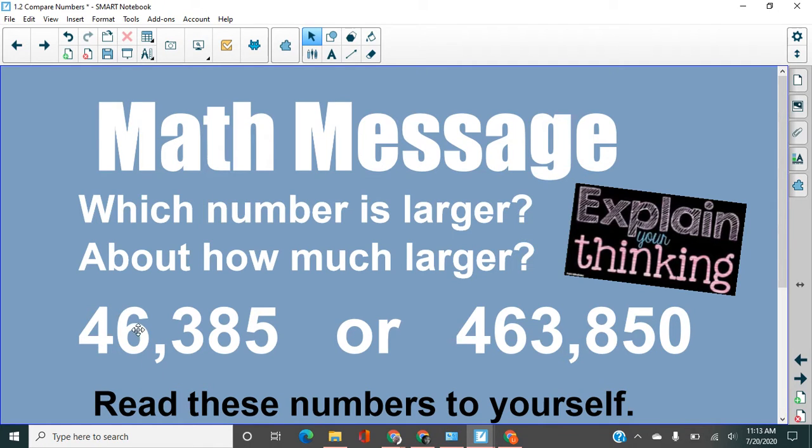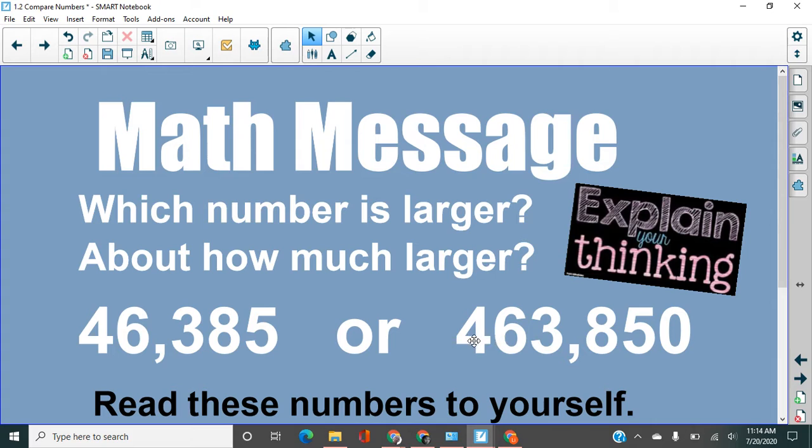What we're going to do is group this chunk together, right? We're going to use this comma as a dividing line. So we're going to say 46. Now, when we get to this comma, that's our cue to say 1,000. So this number is 46,385.